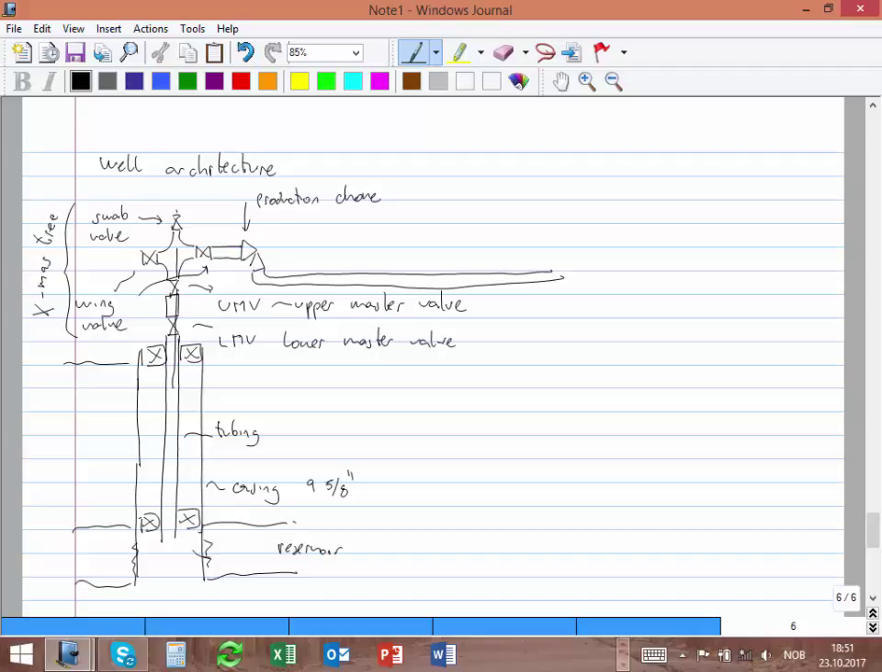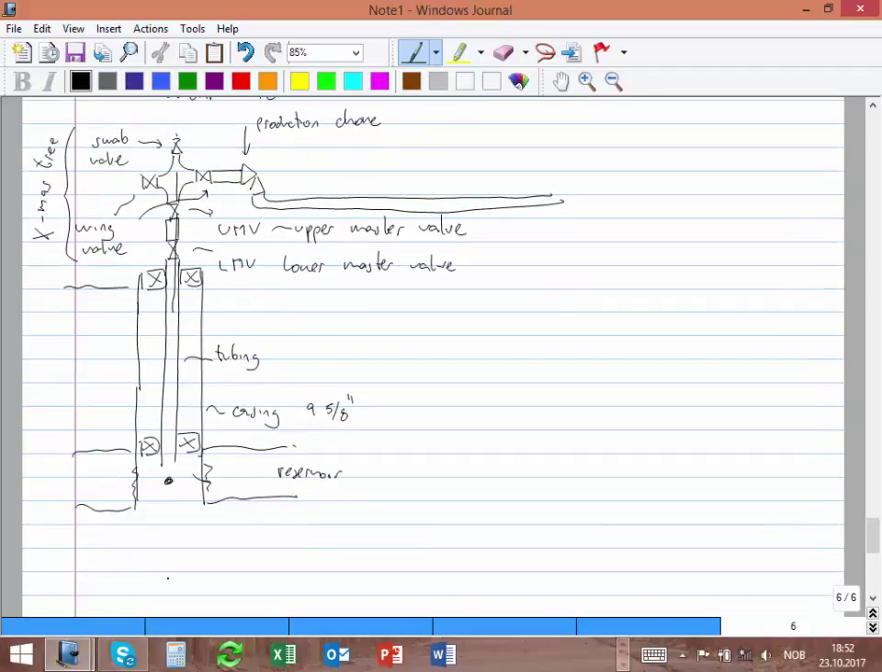Okay. So it's just a collection, an array of valves that I have to have access to the well and to control the production of the well. Yes? Okay, so now let's define some critical points that you have to remember for later of the system.